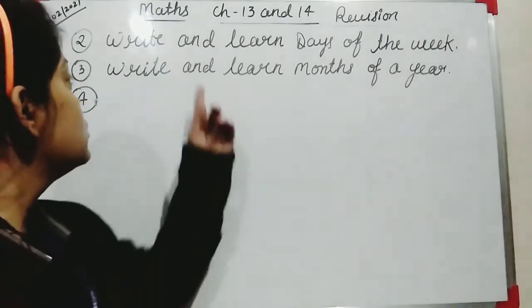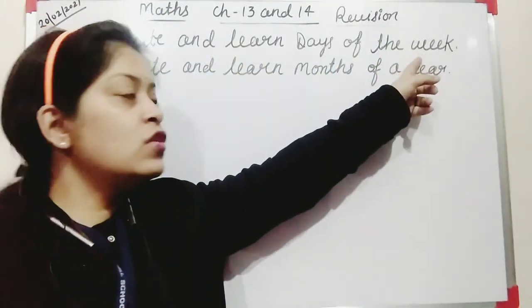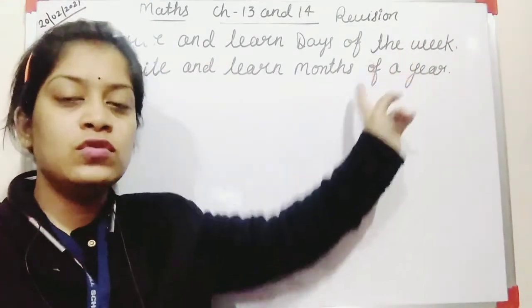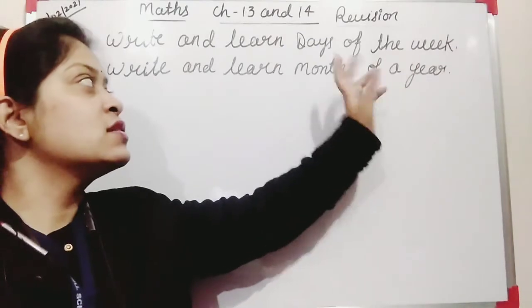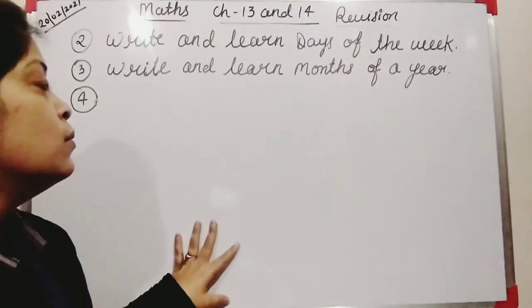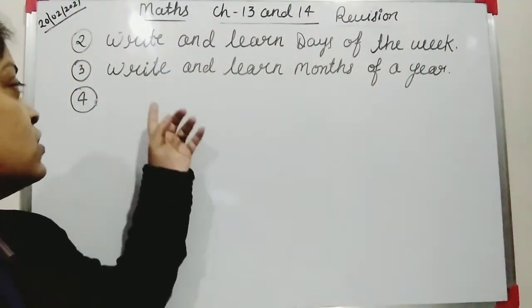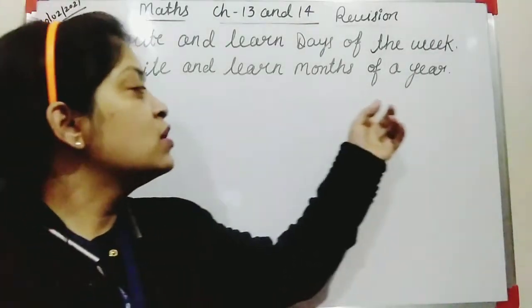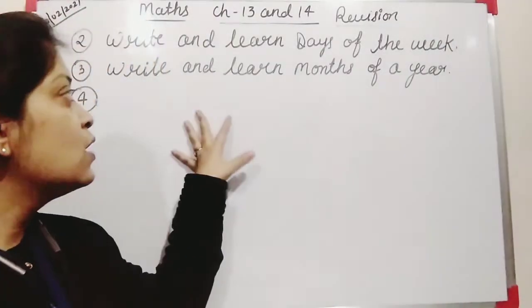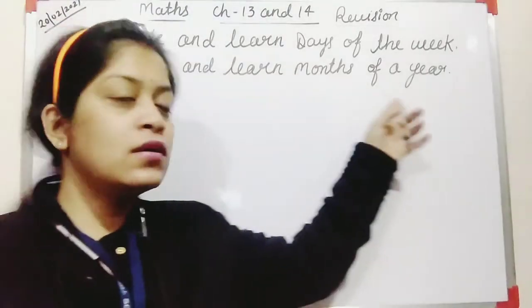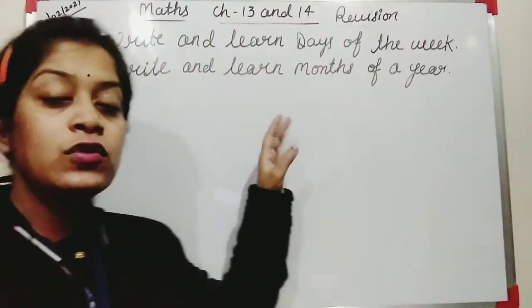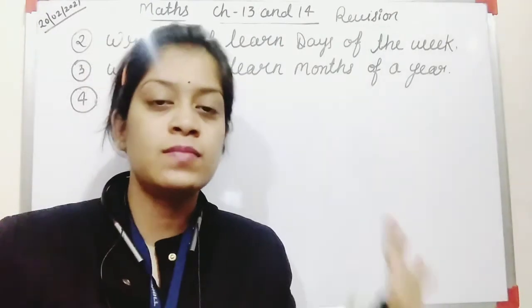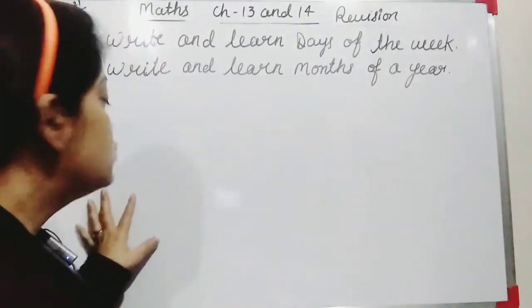In this question, dear students, you will write the days of the week. Sunday, Monday, Tuesday, you will write. There are 7 days in a week. First, you will write this sentence and you will write Monday to Sunday with spelling. Write and learn months of a year. So, you can say there are 12 months in a year. And you will write the names of the months from January to December with the spelling. Okay.